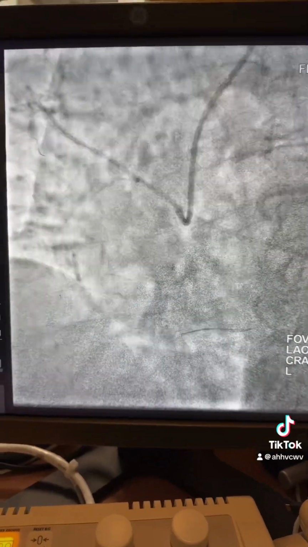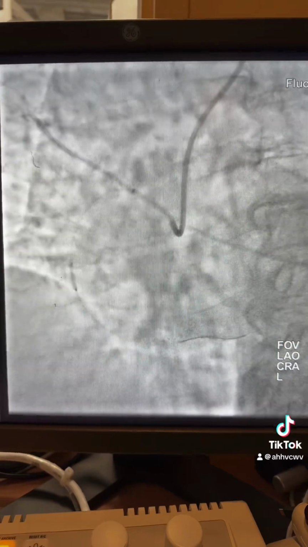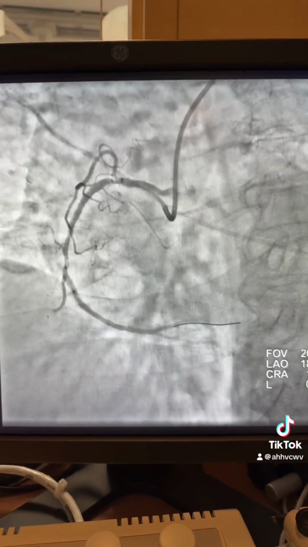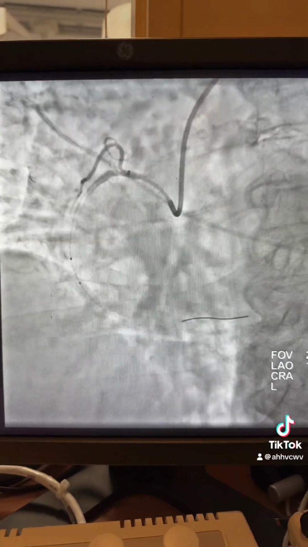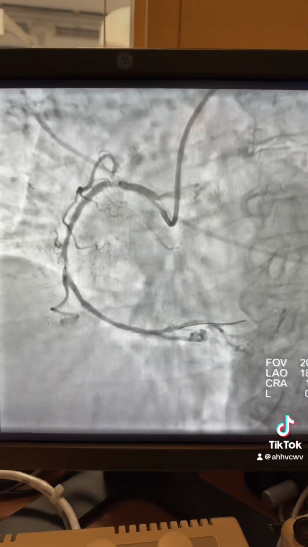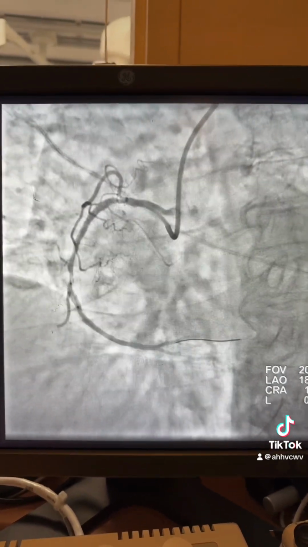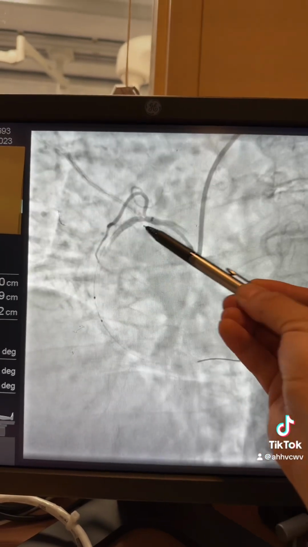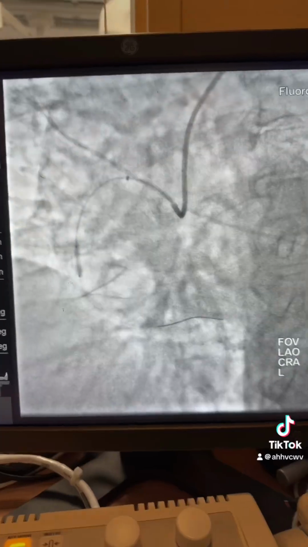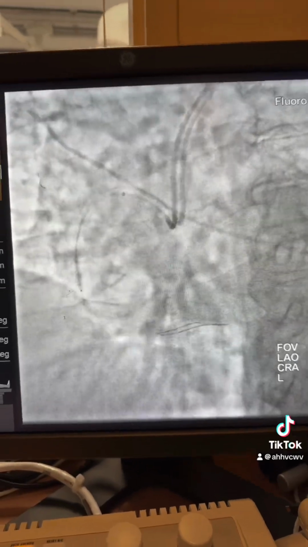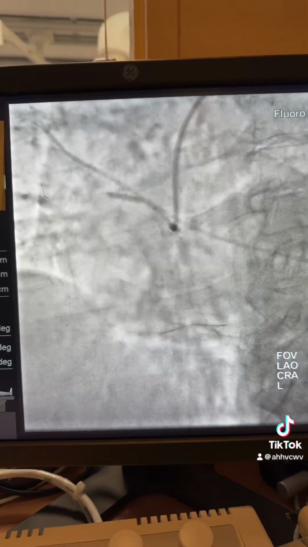Of course, dilate using the 2.0 balloon. And then now we have flow in the RCA. Following that, I opted to use the Shockwave 3.5 in the mid segment and the proximal. Here is the Shockwave in the mid segment, like 6 runs, and then 2 runs for the proximal lesion.